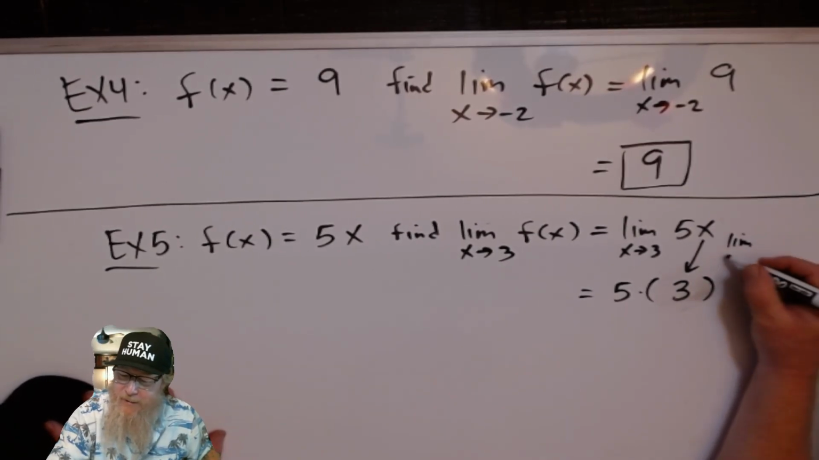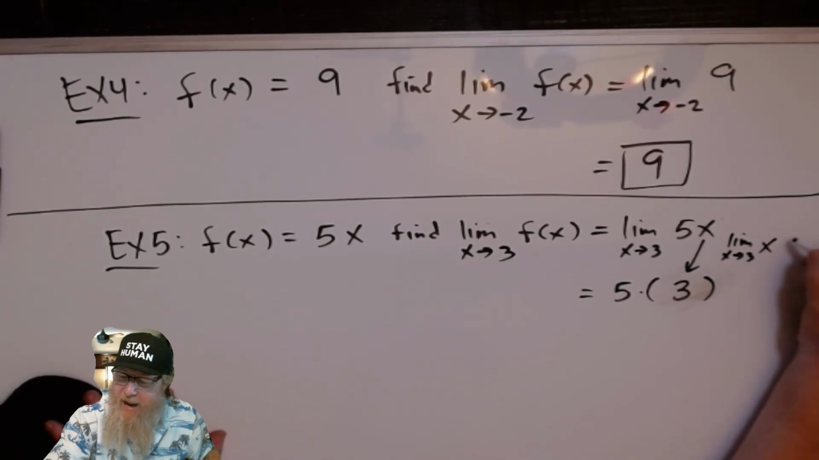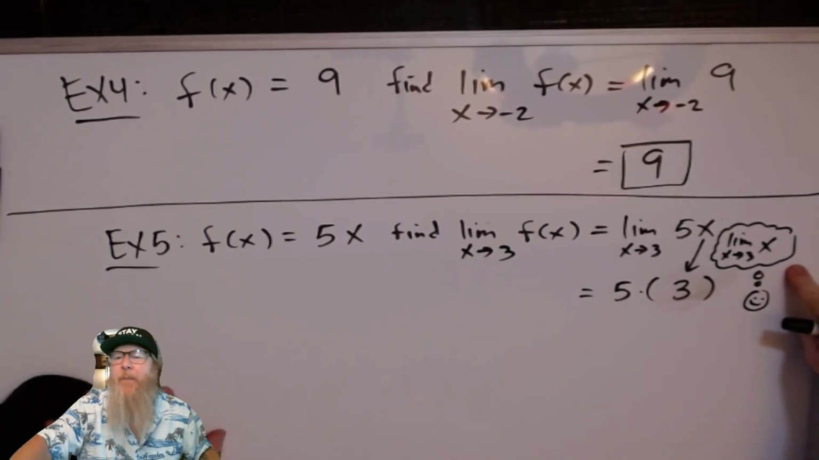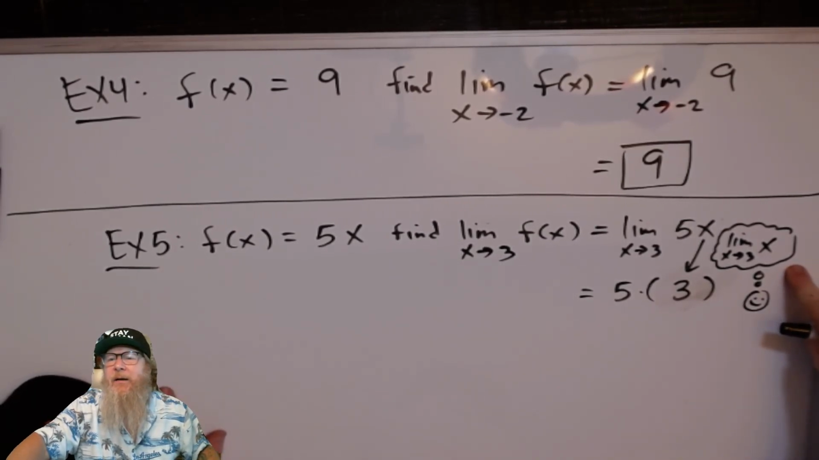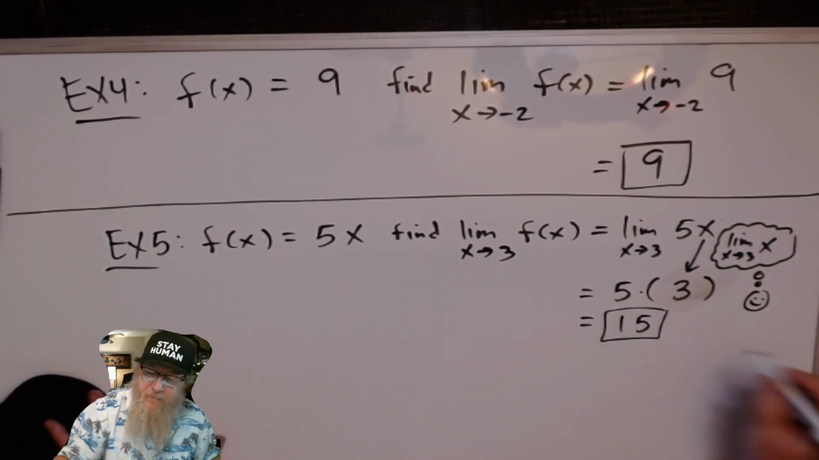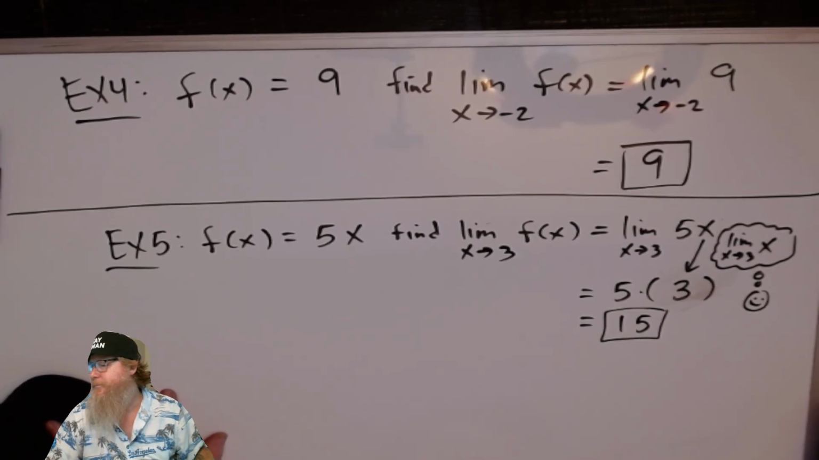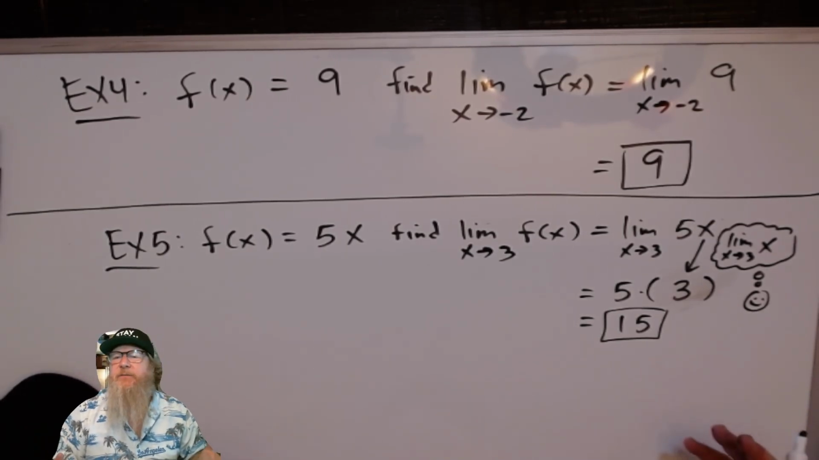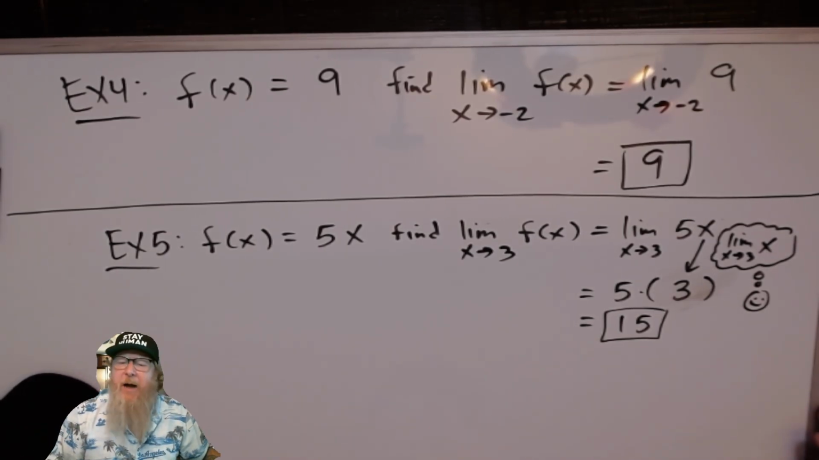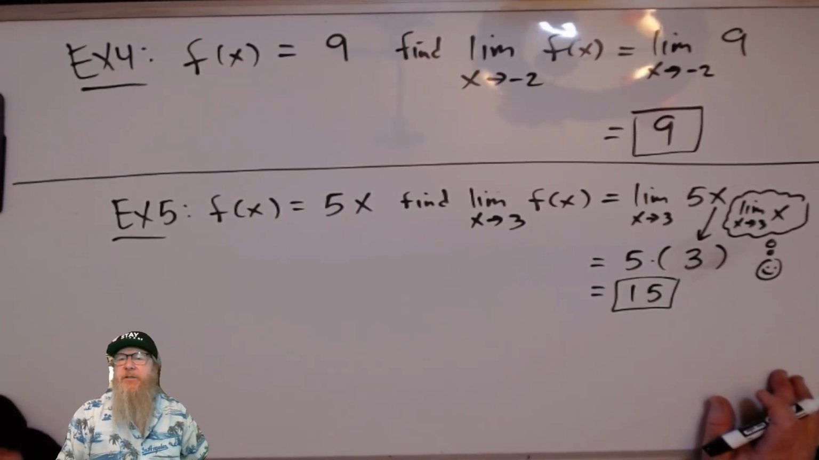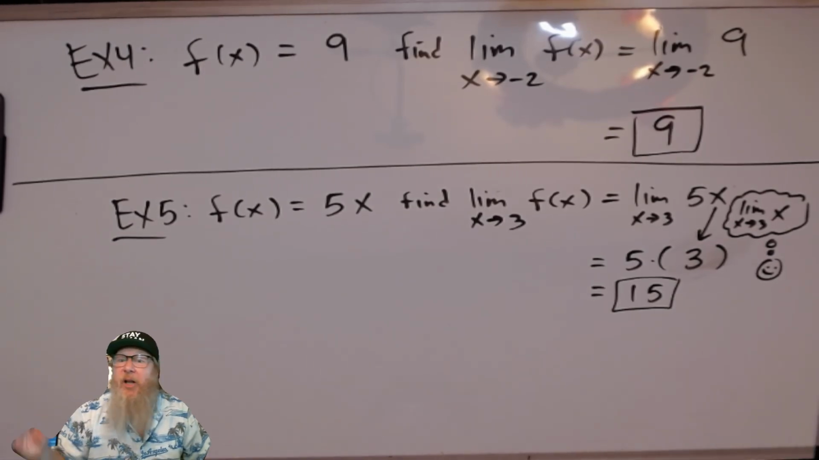The limit as x goes to 3 of x. That's property 2. So it's 5 times 3, so the result is 15. And you can do this with any function as long as it doesn't violate any of the properties. So you can apply them like you naturally would. Just be careful that you're not breaking any of the laws, I guess.